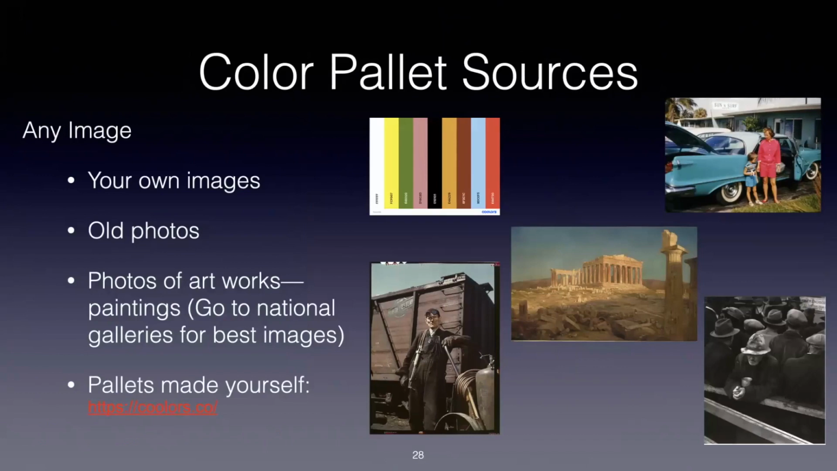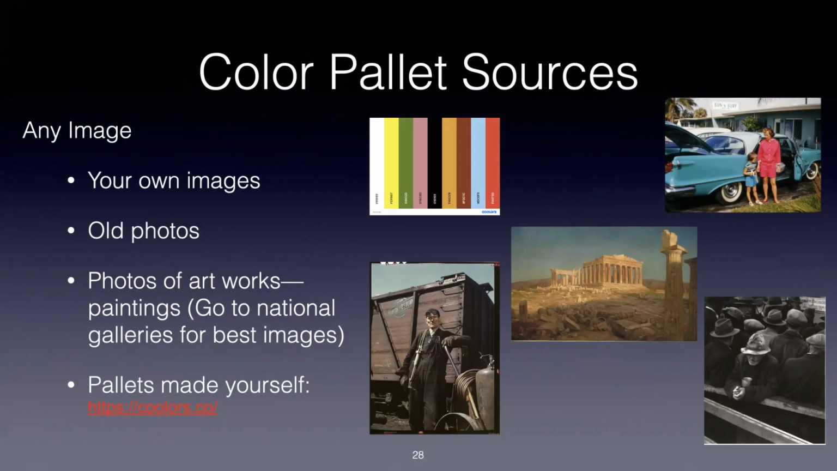Some of the things you can do to find color palettes that you want to use. If you see a photograph you love or a style of photograph, you can use that as a color palette. You can use your old images. You can use old photographs. You can go to the art galleries and pull up paintings and use that color palette. I'll show you how to do it in a minute.